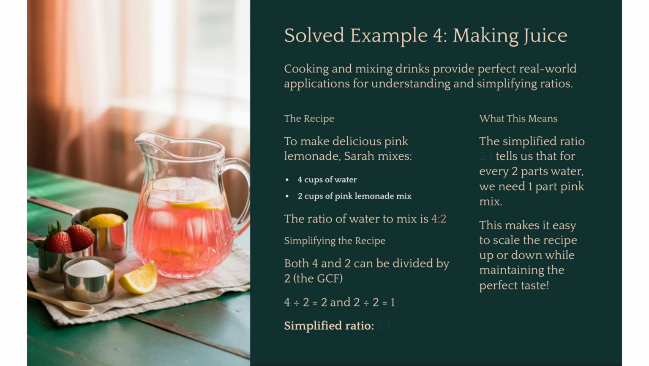Let's look at this example for making pink lemonade. You mix 4 cups of water with 2 cups of pink mix. That's a ratio of water to mix of 4 to 2. This ratio can be simplified to its lowest terms. We can divide both 4 and 2 by their GCF, which is 2. This gives us the equivalent ratio of 2 to 1.